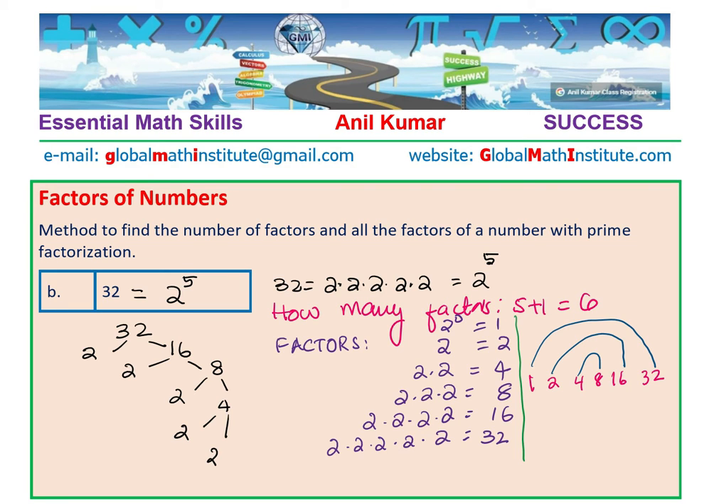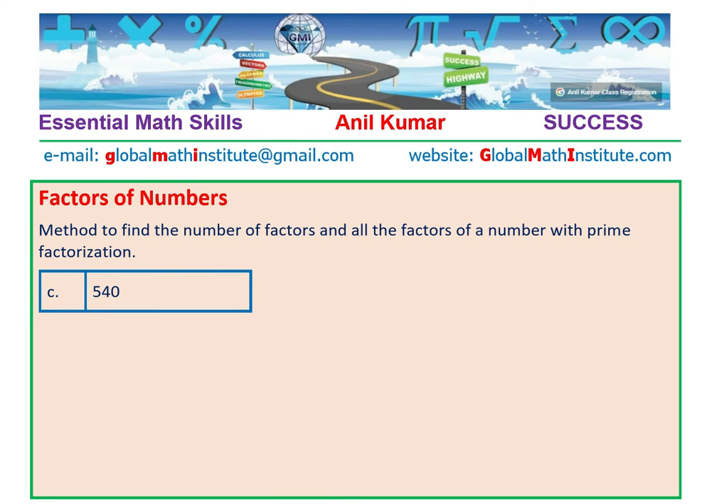these are the factors using the choices. How many twos can you take? You take 0, none of them, we'll get 1 as a factor. Take 1, we'll get 2 as a factor. You get the whole idea. Now we come to our real question, which is 540.